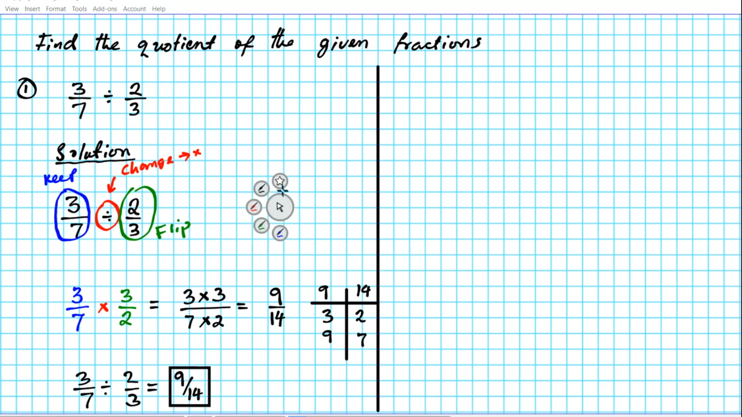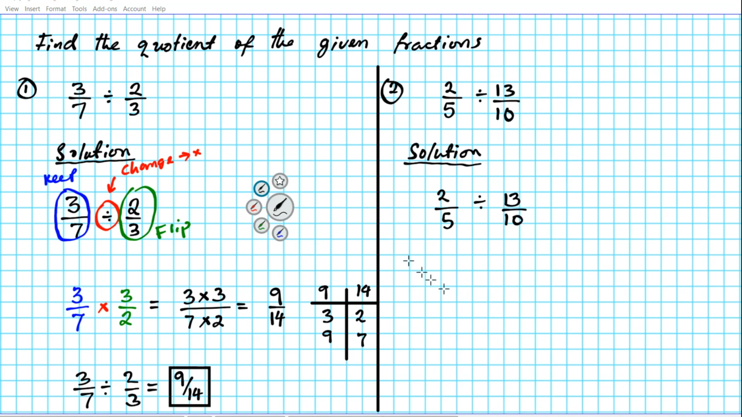All right, so for question number 2, let's say we have 2 over 5 divided by 13 over 10. All right, let's do that. So let's copy down the two fractions. 2 over 5 divided by 13 over 10.